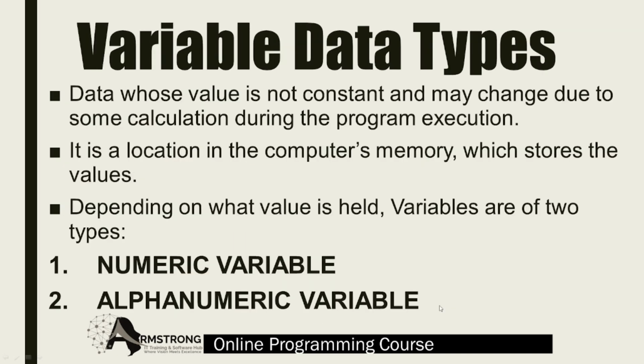The next thing we'll be looking at is the variable data type. What about the variable data type? It is a type of data whose value is not constant and may change due to some calculation during the program execution. That is a variable. In addition to that, it is a location in the computer's memory which stores a value depending on what value it holds. Variables are of two types. We have the numeric variable and the alphanumeric variable, just like the constant data type.